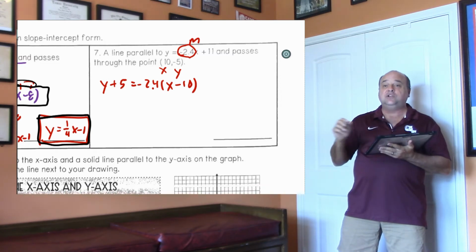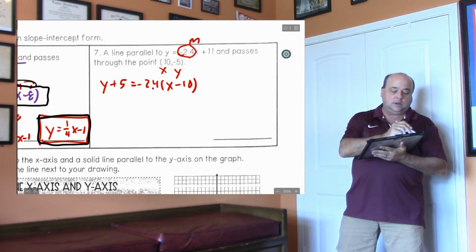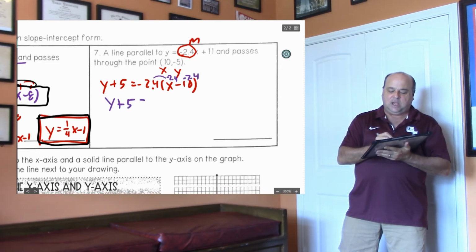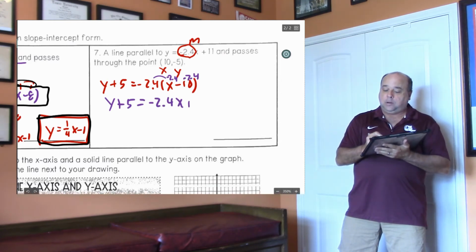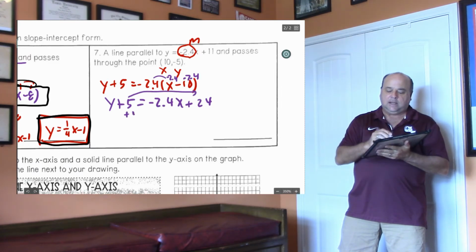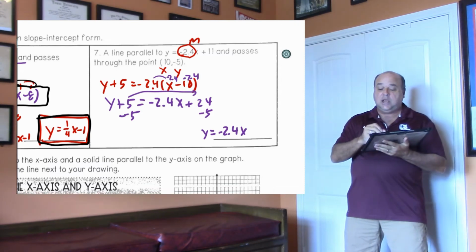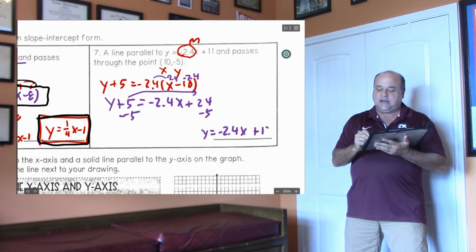Now then, there is no fraction here, is there? So we're just going to distribute the negative 2.4, and we'll get y plus 5 equals negative 2.4x plus 24, and then just move this 5 over. And we're going to subtract 5 when we do that, don't we? So we'll end up with y equals negative 2.4x. Notice the slope did not change, and 24 minus 5 is 19.